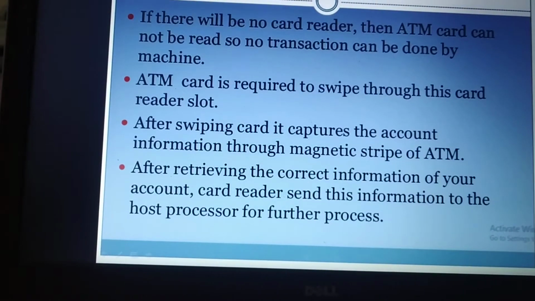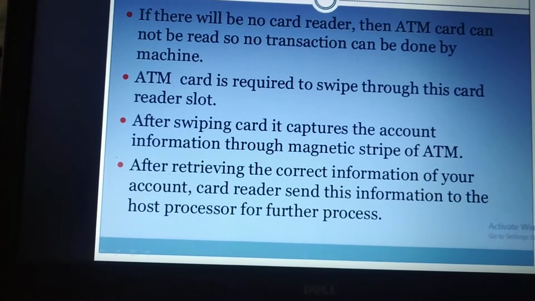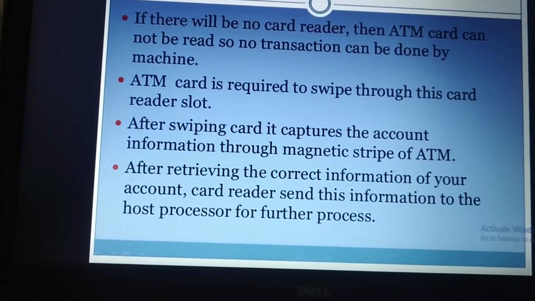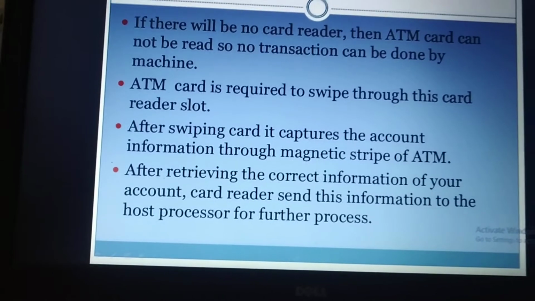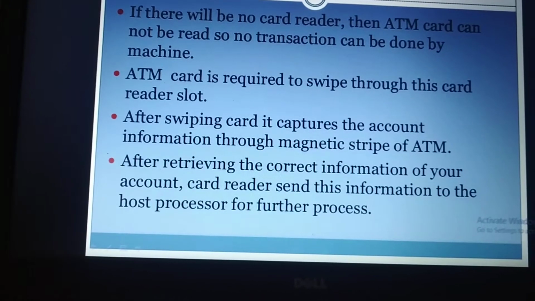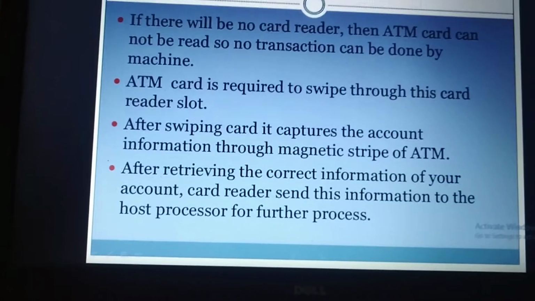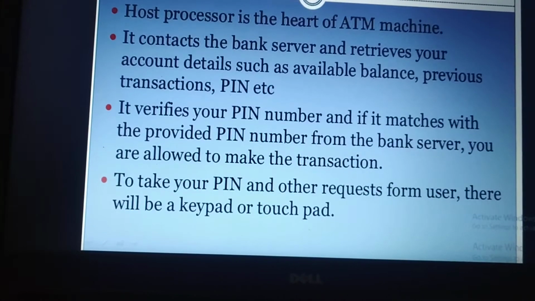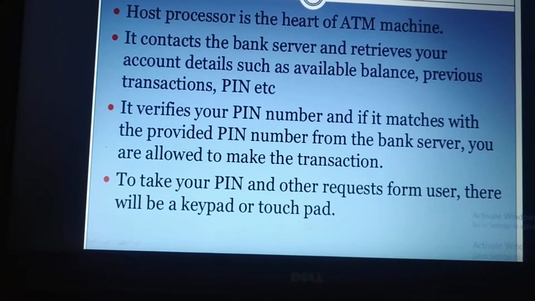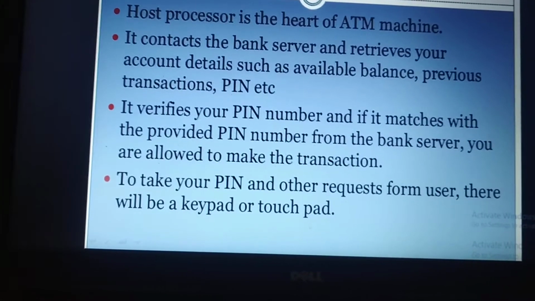If there is no card reader, the ATM card cannot be read and no transaction can be done by the ATM machine. The ATM card is required to be swiped through the card reader slot. After swiping the card, it captures the account information through the magnetic strip. After retrieving the correct information of your account, the card reader sends this information to the host processor for further processes. And the host processor is the heart of your ATM machine.